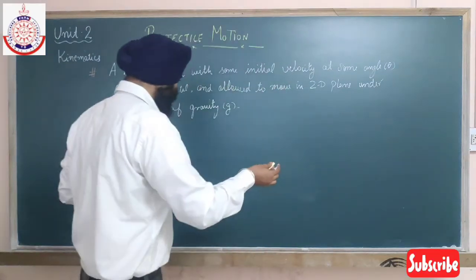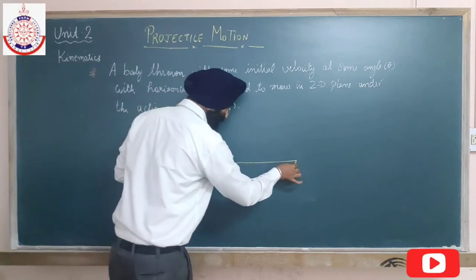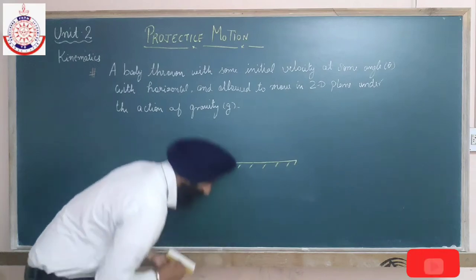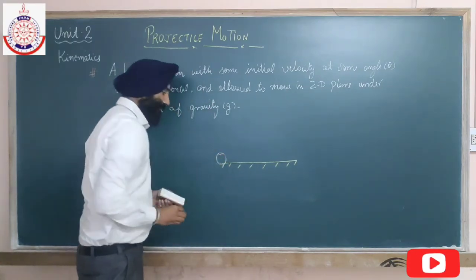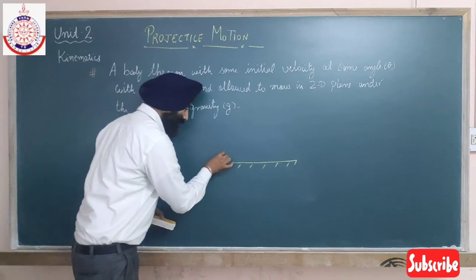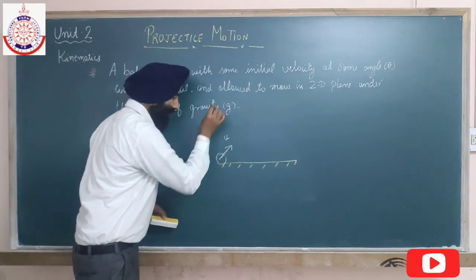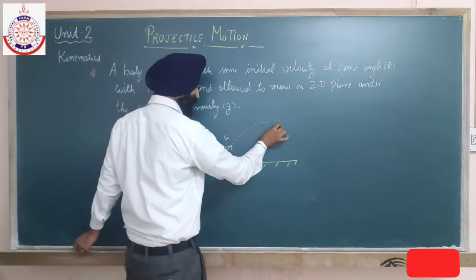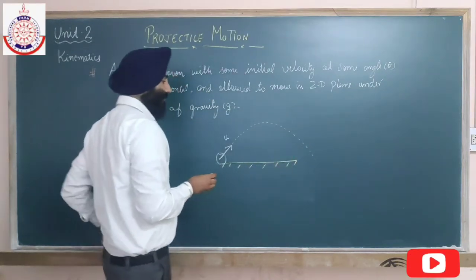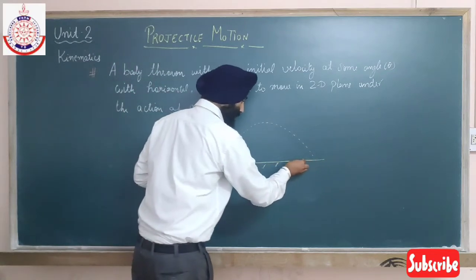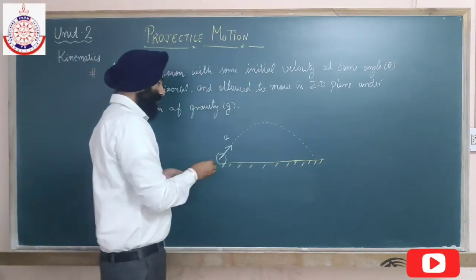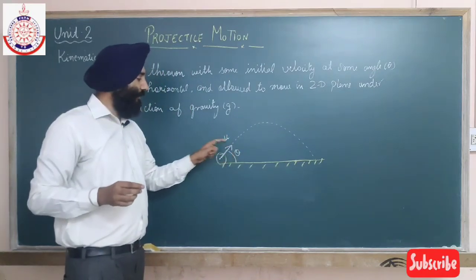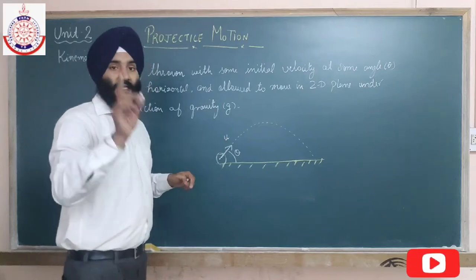How? So see here, suppose this is our ground, and we have one body. Suppose this is our body and I am throwing this body with some initial velocity u. Then what will happen? It will follow this path, and initially the angle with the horizontal is theta, and u is the initial velocity.